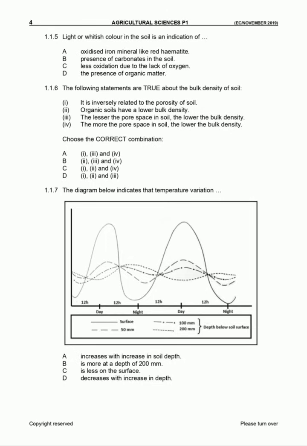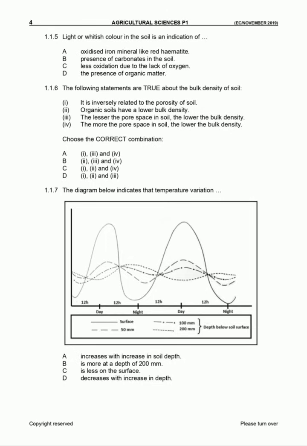The other one is that the more pore spaces in the soil, the lower the bulk density. So I believe that number C would be the correct one. I think the memo will also agree with me. Now let's move to the next one. I hope you have your pen and paper. I hope you are writing right now.